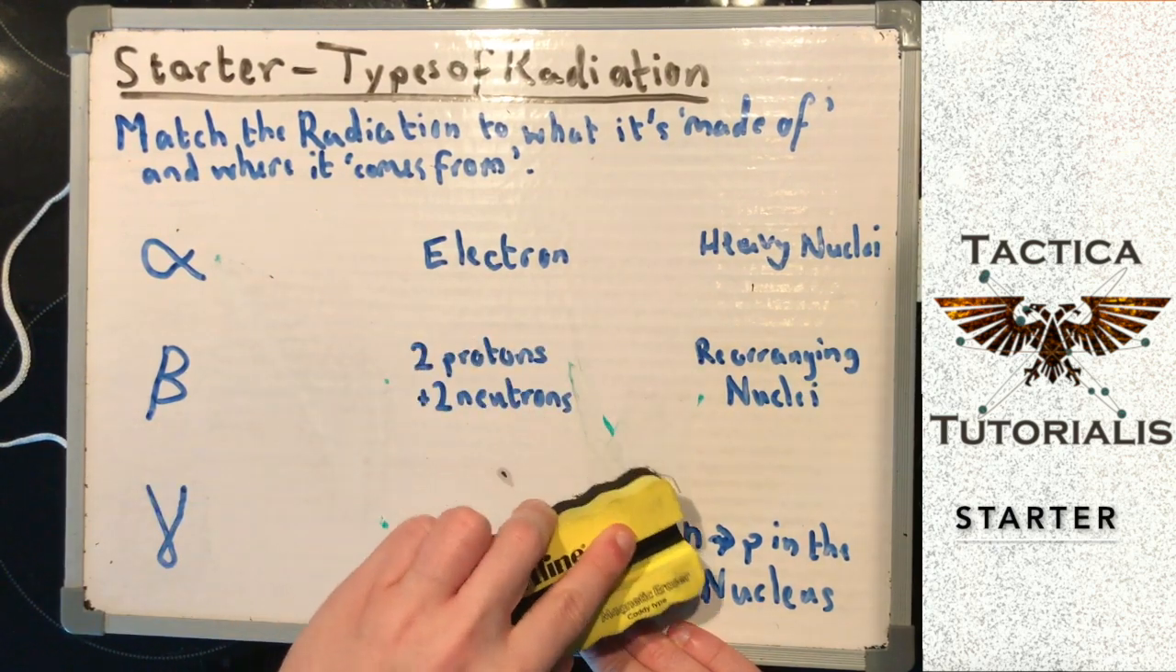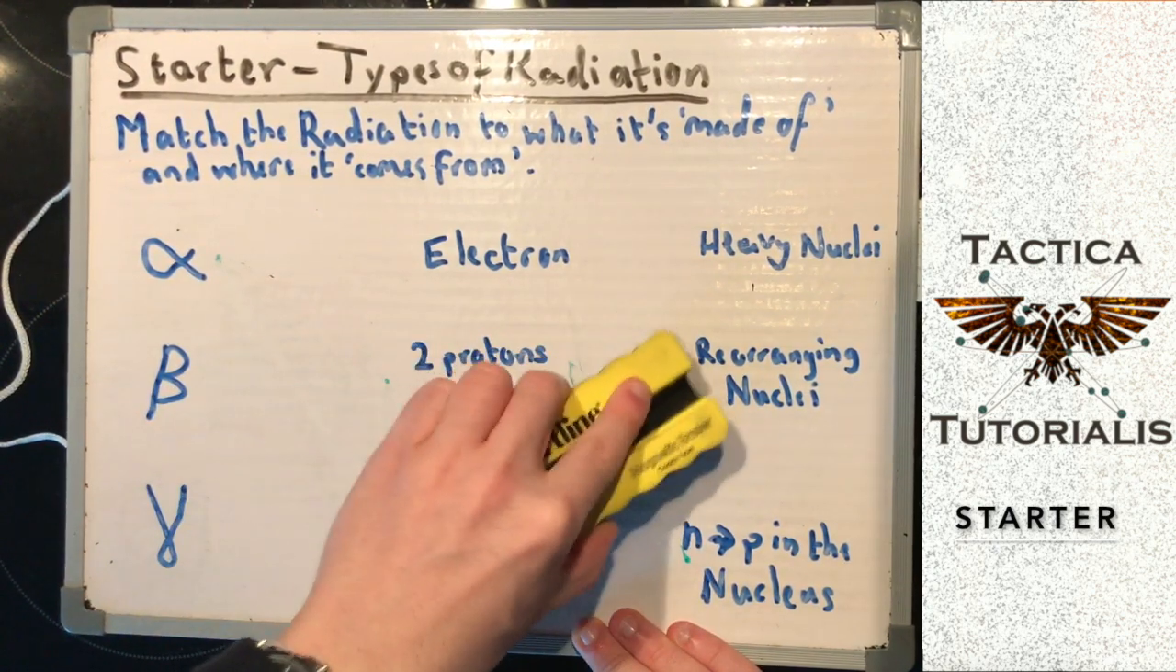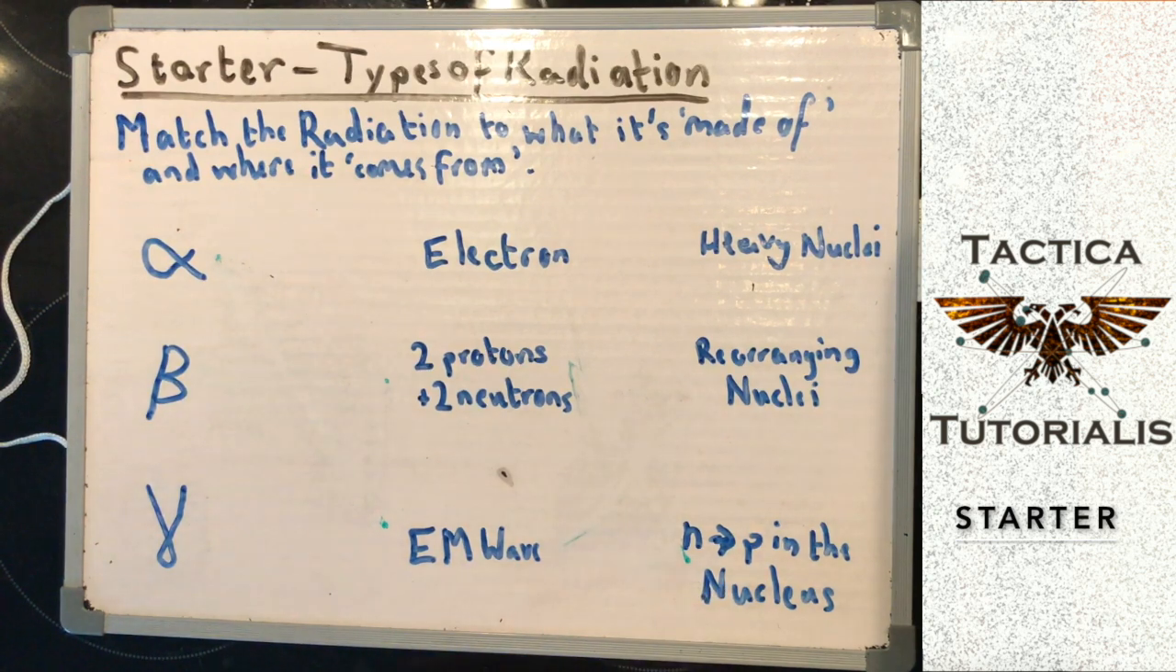Give yourself about 2 or 3 minutes to do it, and when you've done that, click the link in the description which will take you to the solutions video for this exercise. Once you're happy and you've got your answers, we're ready to move on, and we're going to start by looking at atomic notation.